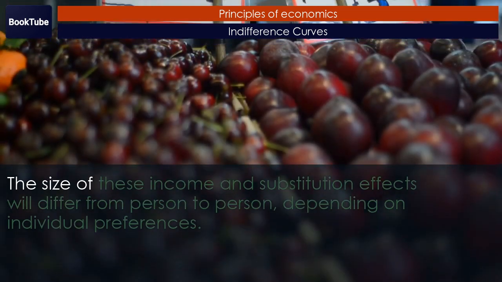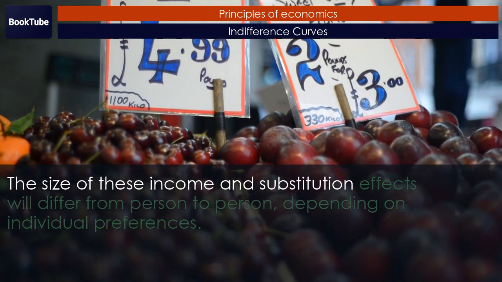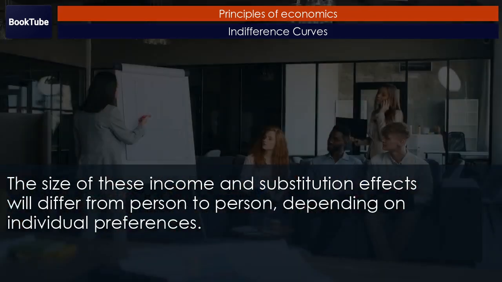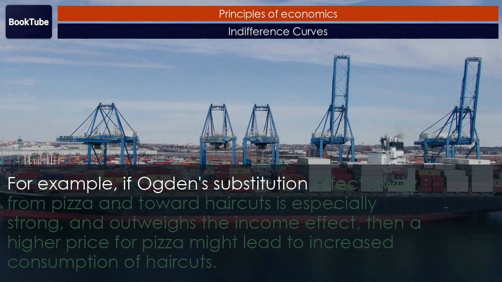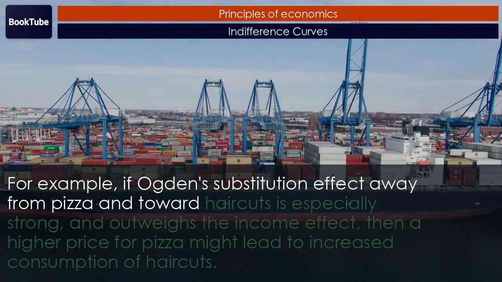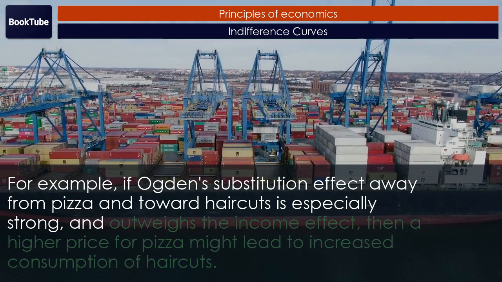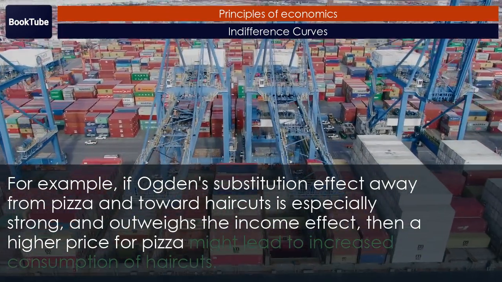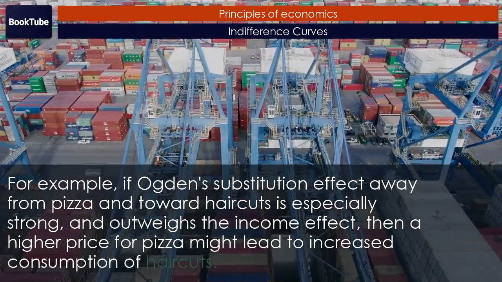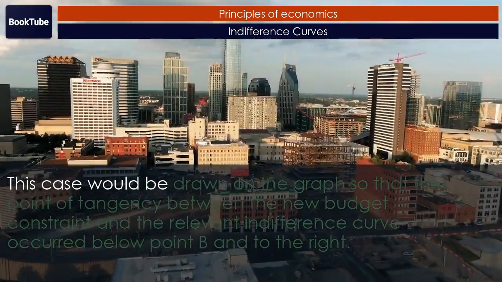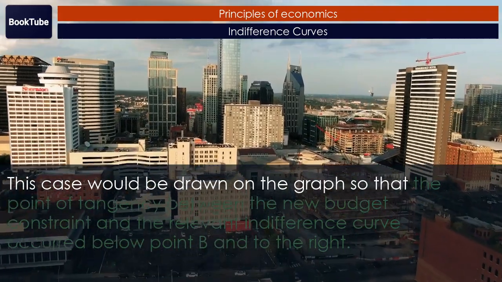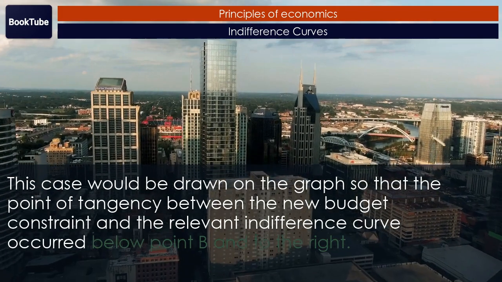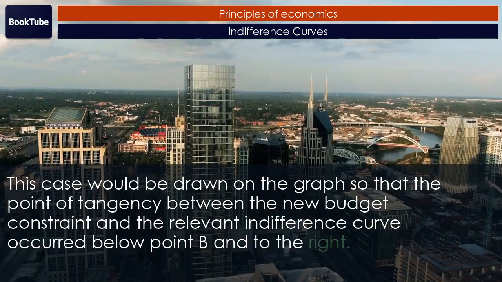The size of these income and substitution effects will differ from person to person, depending on individual preferences. For example, if Ogden's substitution effect away from pizza and toward haircuts is especially strong and outweighs the income effect, then a higher price for pizza might lead to increased consumption of haircuts. This case would be drawn on the graph so that the point of tangency between the new budget constraint and the relevant indifference curve occurred below point B and to the right.